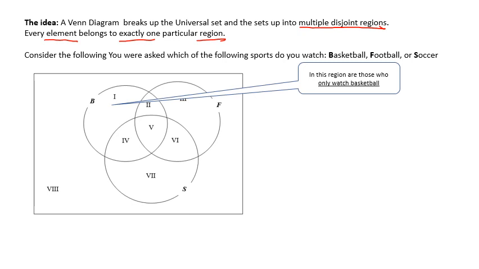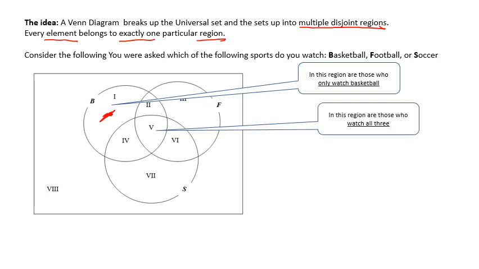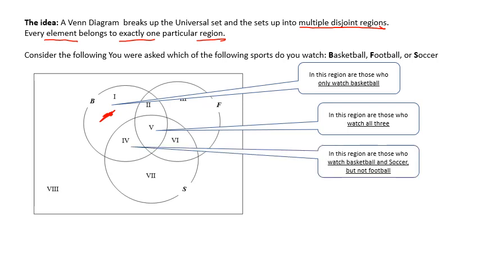In this region here are those who only watch basketball. Because if you're up in here, notice you're outside the other 2 circles. So you can't be watching football or soccer. If you're standing here in the middle, you're watching all 3. Because notice you are in each of the 3 circles. If you're here, notice you're in the basketball and soccer circles, but you are not in the football circle. So in this region, you're only watching basketball and soccer.